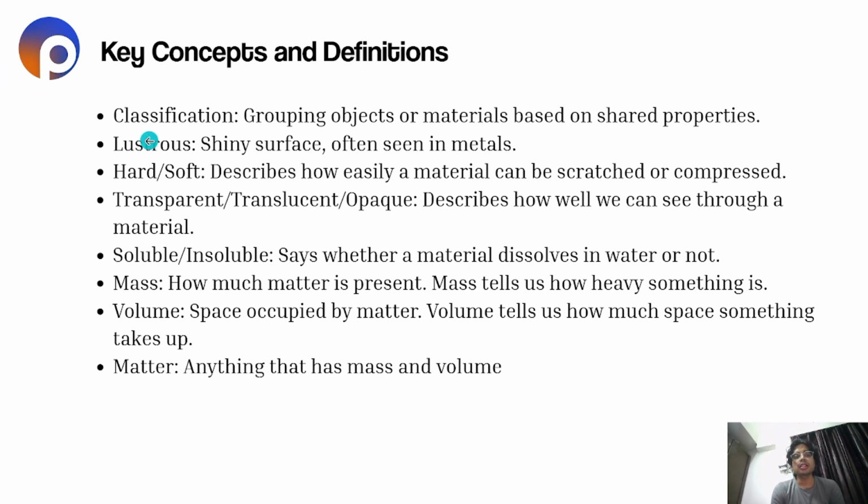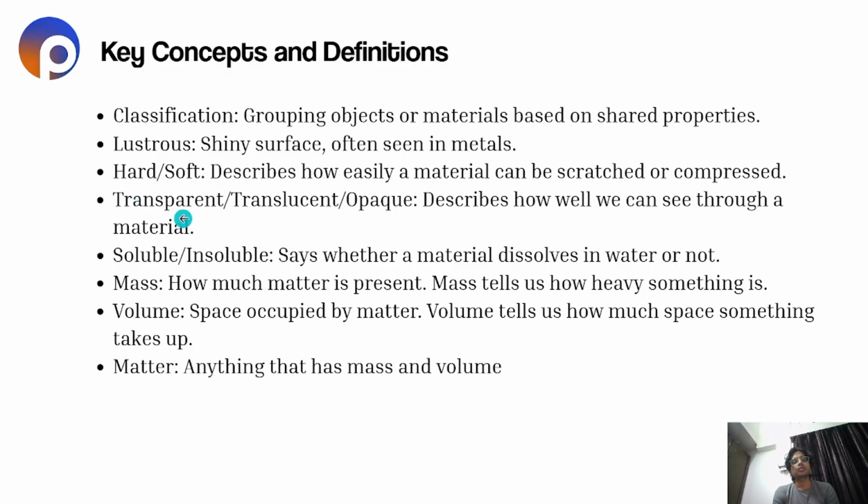Now the second one is lustrous. Lustrous basically means shiny surface. It is often seen in metals like iron, gold, etc. Now the third one is hard and soft. It describes how easily a material can be scratched or compressed. So we can easily compress and scratch the softer one, and the harder one will be much harder to compress.